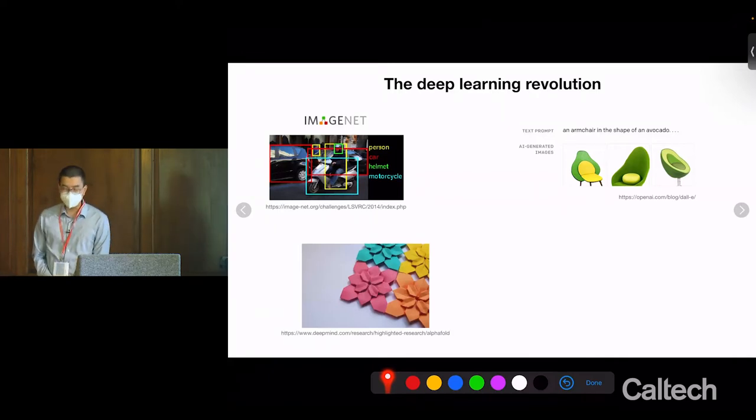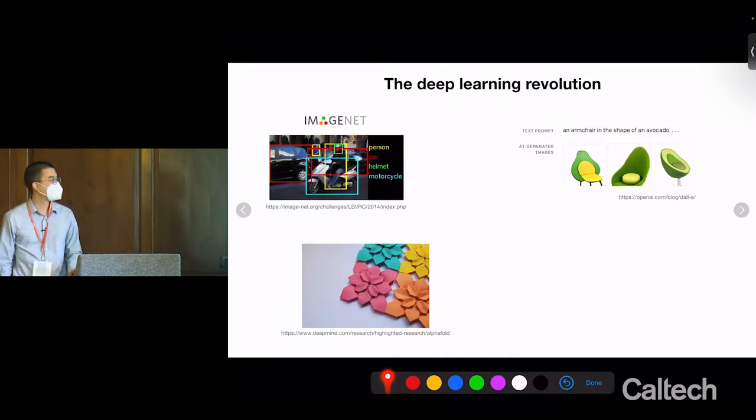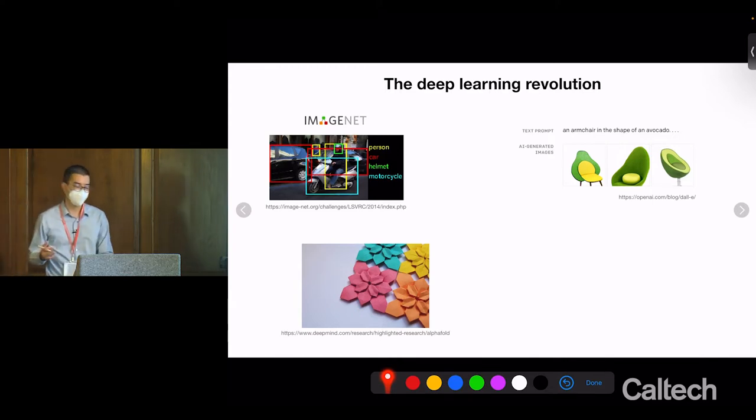Recently, deep learning has been applied to many other fields. And so I've shown origami folded here to represent AlphaFold, which is a deep learning architecture by DeepMind that makes significant progress in the problem of turning a string of amino acids into a protein structure, right?